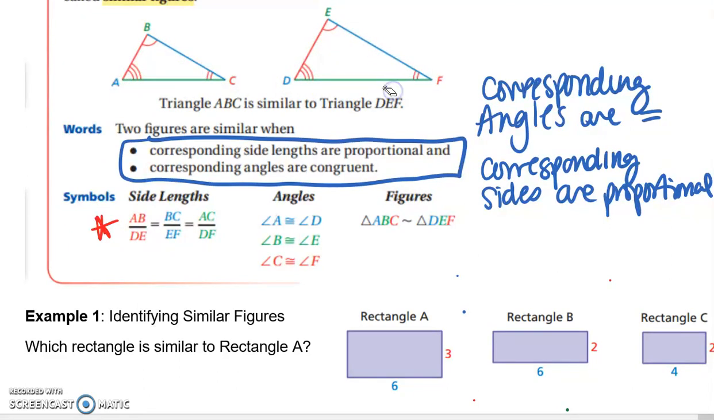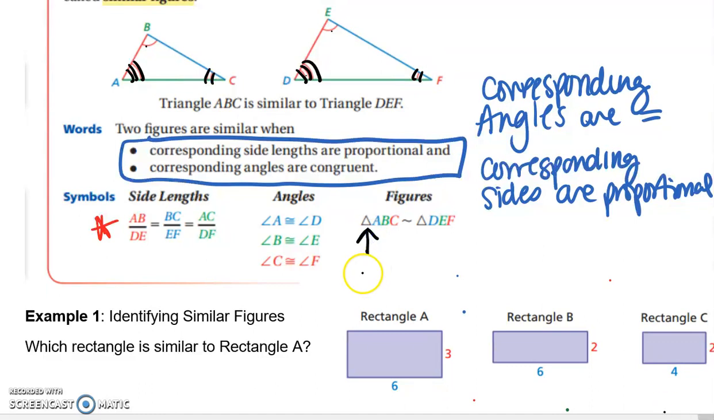Angle B has one arc, and angle E has one arc, so those are equal angles. Angle A has 3 arcs, and angle D has 3 arcs. When I say arc, I mean these things right here. So a matching number of arcs means the angles are equal. And C and F have 2 arcs, so those angles are equal as well.